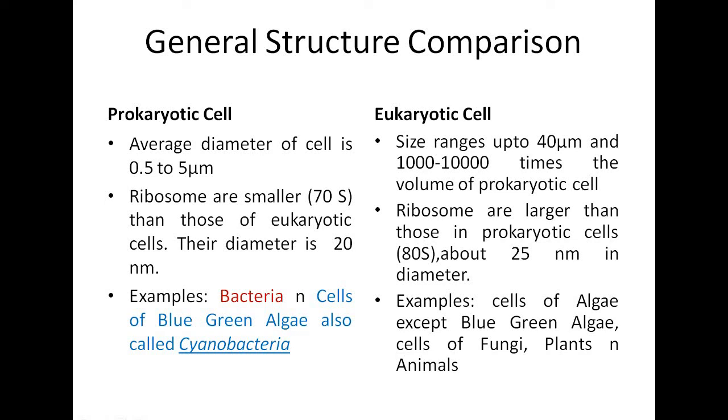The next point is about ribosomes. We will go through this point again in later topics when we read about ribosomes individually. Ribosomes are smaller in prokaryotic cells, and their diameter is about 20 nanometer, while in eukaryotic cells they are quite larger and are approximately 25 nanometer in diameter. Prokaryotic cell examples we have already discussed. These are bacteria and some of the cells from blue green algae, cyanobacterium. Examples of algae are there in eukaryotic cells as well, along with plant, fungus and animals.